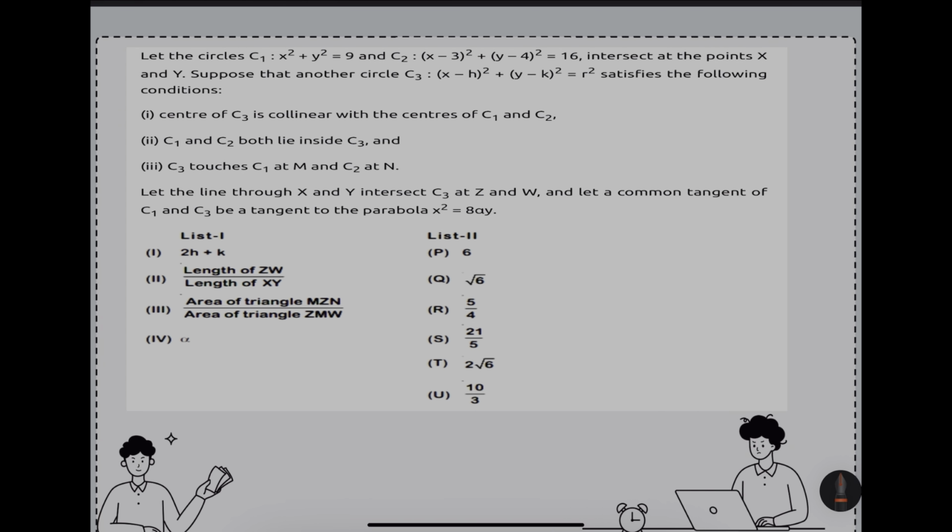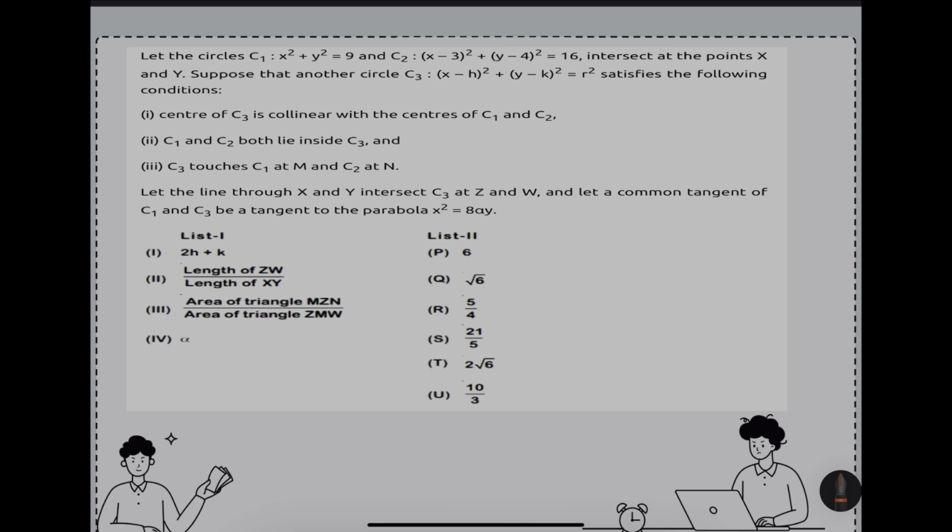Okay, so we got one more illustration which says let the circles intersect at the points X and Y. So we have two circles, one smaller and one bigger, and they are intersecting at points X and Y. Suppose that another circle C3 satisfies the following conditions. The center of C3 is collinear with the centers of circles C1 and C2. So all three centers are collinear.